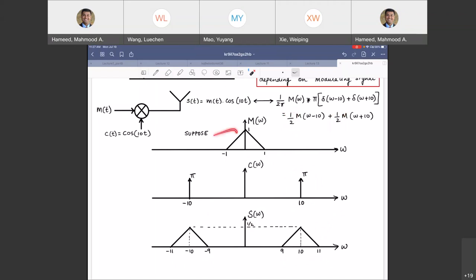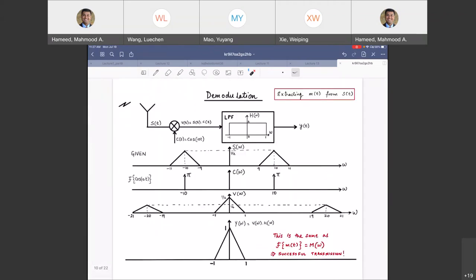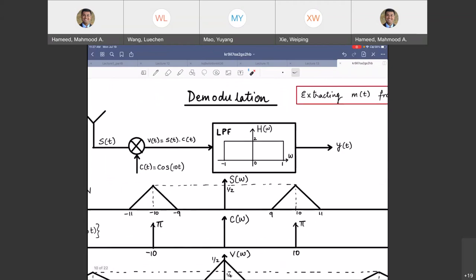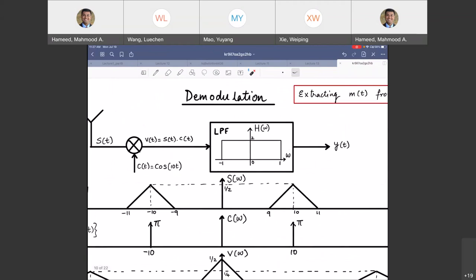This is called what? This process is called upconversion of the message, or modulating a carrier, going from baseband to passband. Many different names. Now, what is happening at the demodulation side? Well, at the demodulation side, multiplying it by the same cosine here, cosine 10t, followed by a low pass filter whose frequency is chosen to exactly match the bandwidth of the message.